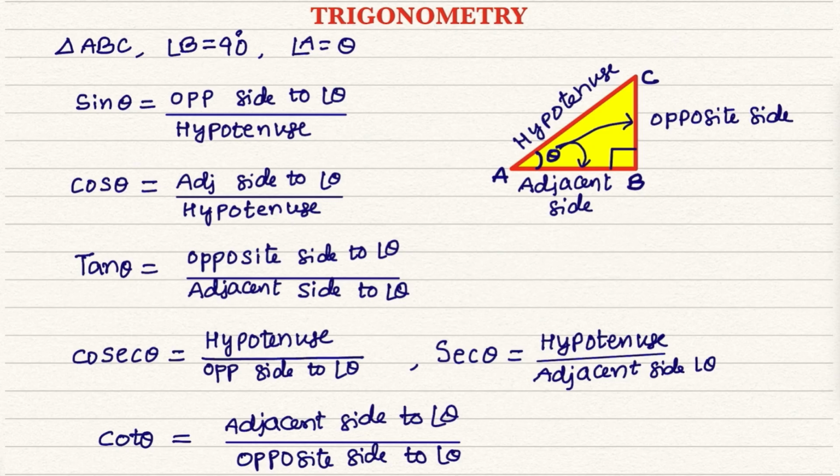So these are the ratios. Now we have learned about the ratios. Based on these ratios, we will discuss what kind of problems there will be. To understand all those problems, it is very important to remember these 6 ratios. What we learned here: sin theta is opposite side to angle theta by hypotenuse, cos theta is adjacent side to angle theta by hypotenuse, tan theta is opposite side to angle theta by adjacent side to angle theta, and the next 3 are reciprocals. Hope up to here it is clear to you.